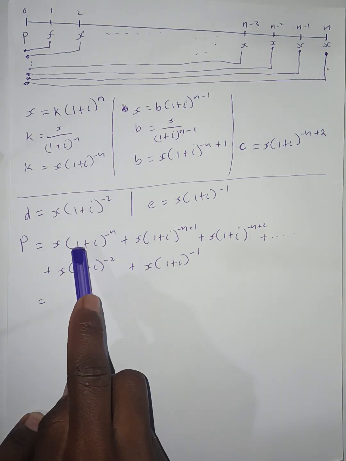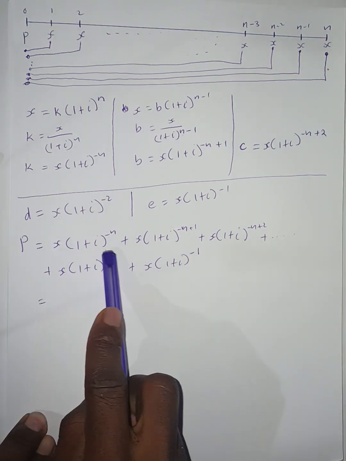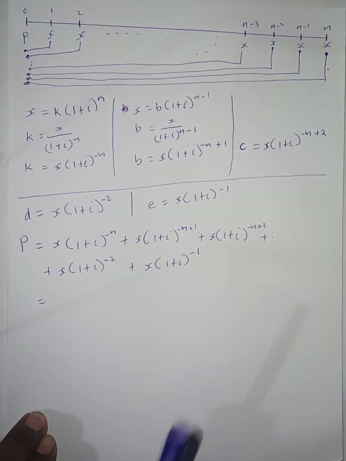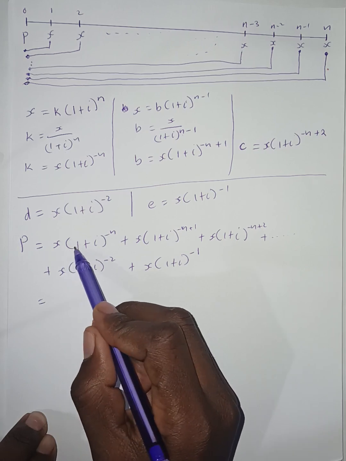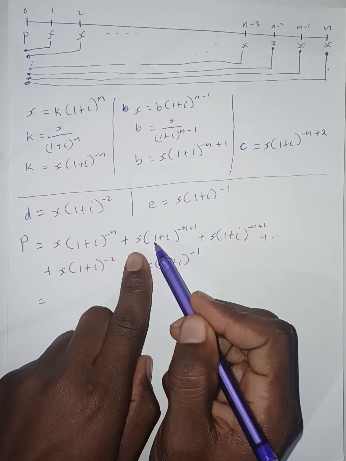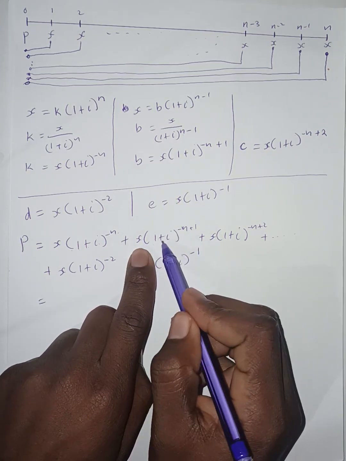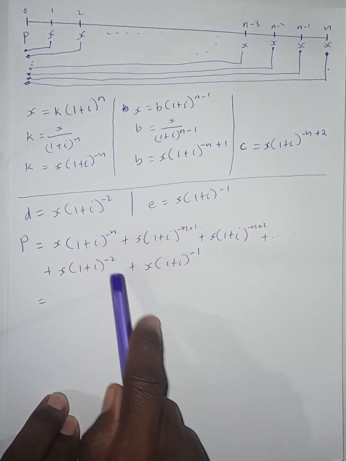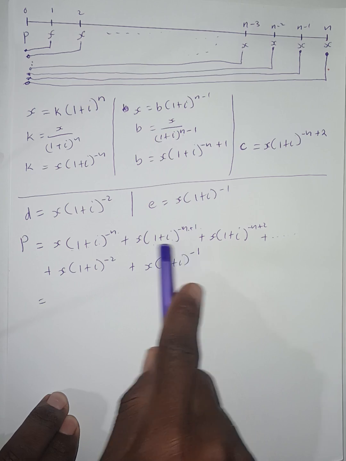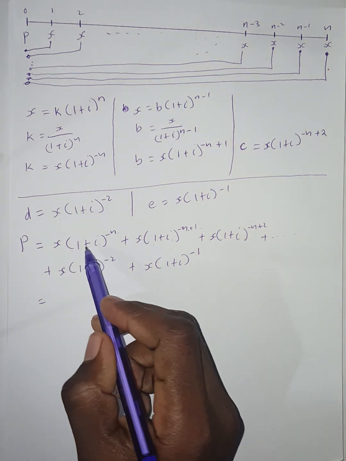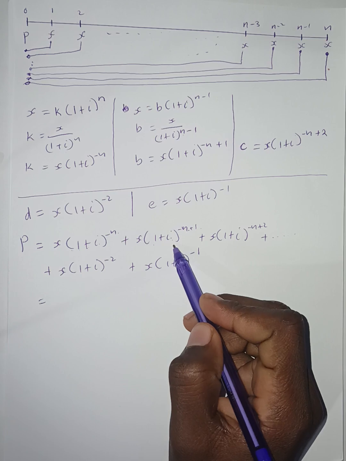Note that to move from T1 to T2, T1 was X multiplied by (1 plus i) to the power negative n. For T2 we still have X, multiplied by (1 plus i) to the power negative n plus 1. So to move from T1 to T2, what I actually did is multiply by 1 plus i.